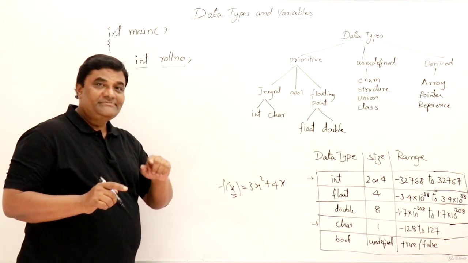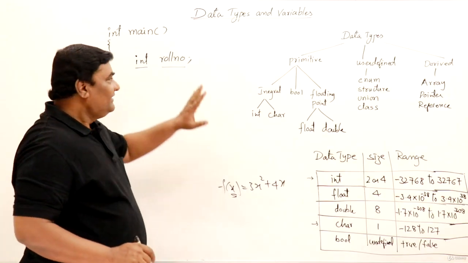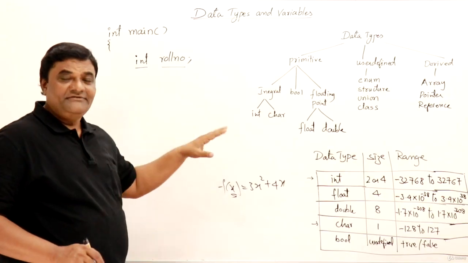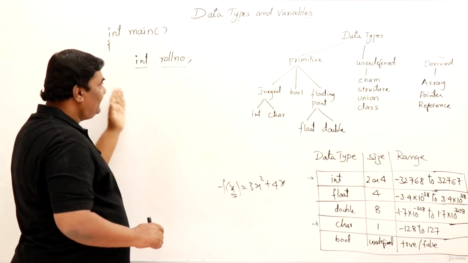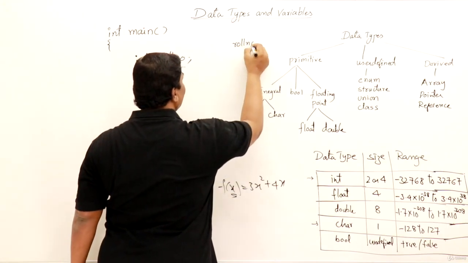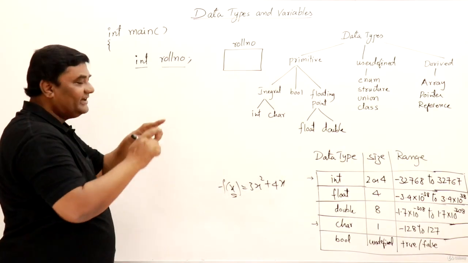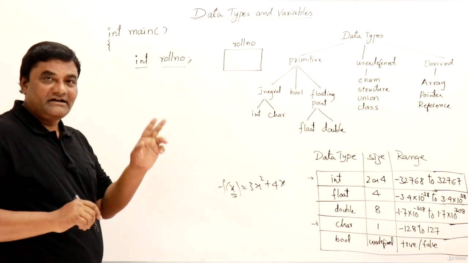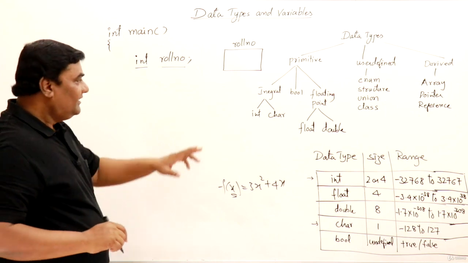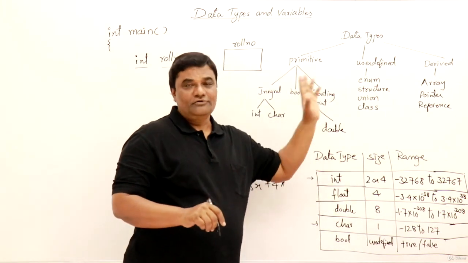So every variable must be declared and only then is it used. Now this means that roll number is a variable of type integer, and at runtime this roll number will consume 2 bytes of memory. I am showing it as a single box, but there are 2 bytes in this one because integer takes 2 bytes. If you say no, 4 bytes, then it will take 4 bytes of memory.